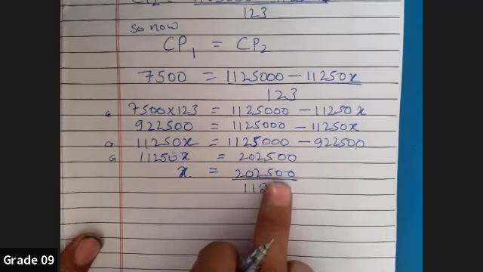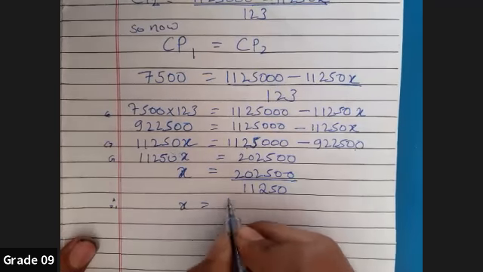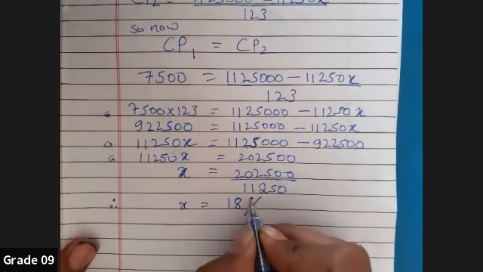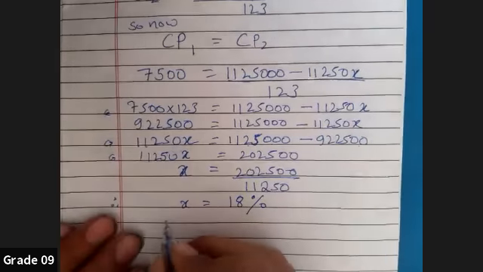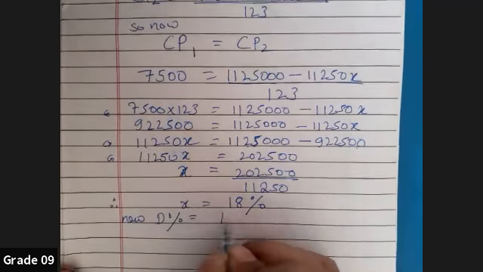202500. Then the value of x comes very accurately. The number has come 18%. So in this way, this is actually the new discount percent. The new discount percent is 18%.